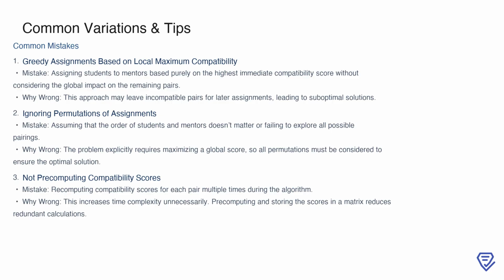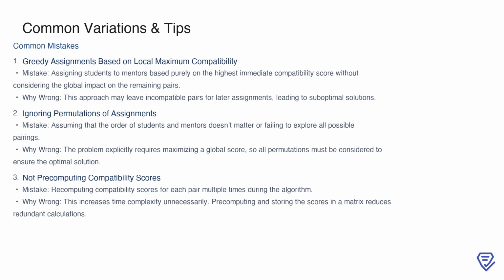Another mistake is ignoring the permutations of assignments. Some might assume the order of students and mentors doesn't matter or fail to explore all possible pairings. Since the goal is to maximize the global score, you must consider all permutations to ensure the best outcome.